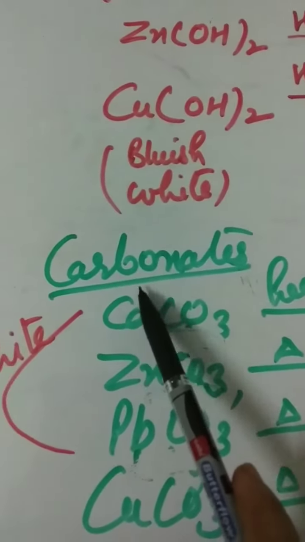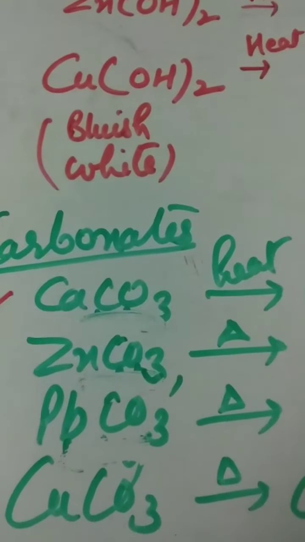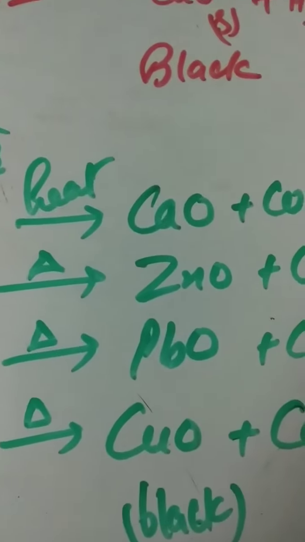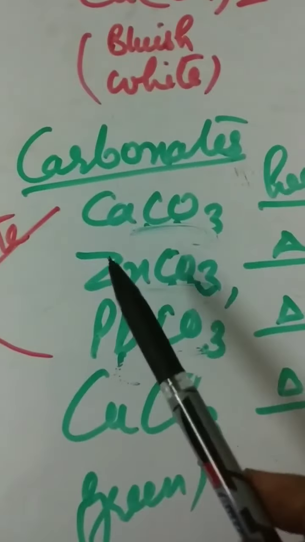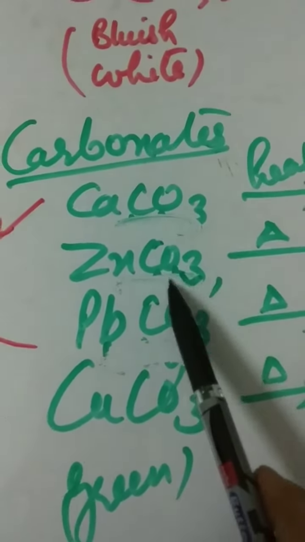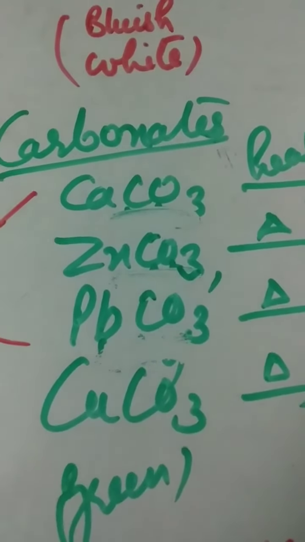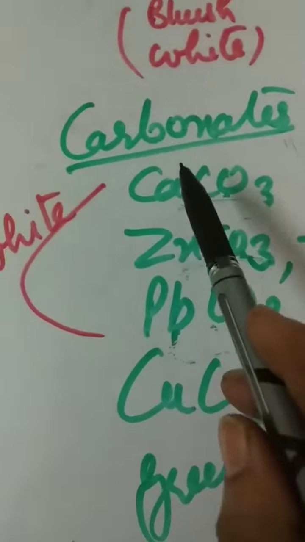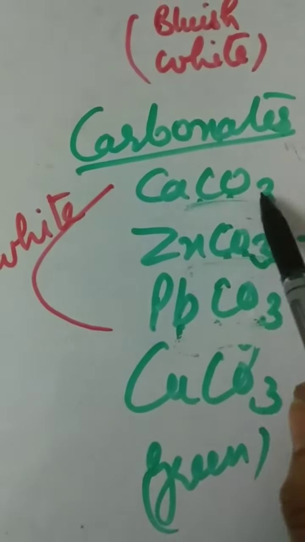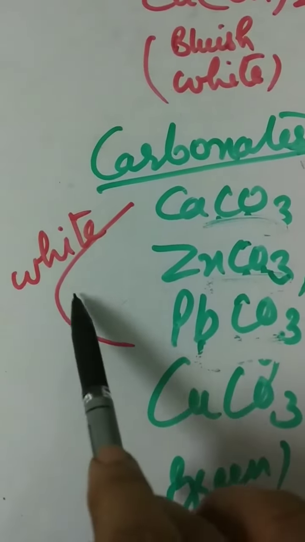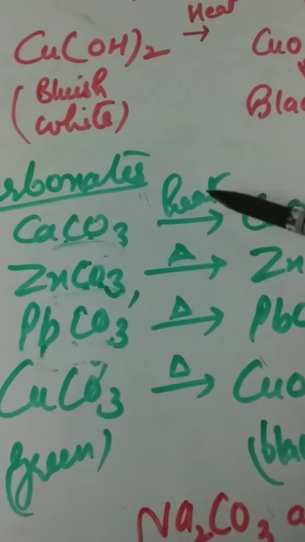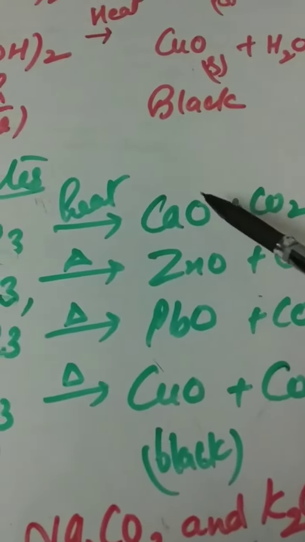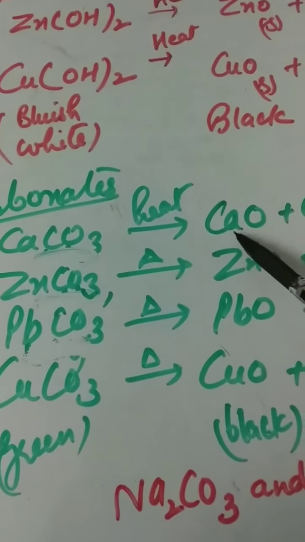Similarly, carbonates also undergo thermal decomposition to give metal or non-metal oxides. Some examples are calcium carbonate, zinc carbonate, lead carbonate, and copper carbonate. Copper carbonate is green in color, and the rest of these three, calcium carbonate, zinc carbonate, and lead carbonate, are white in color. When these are heated and undergo thermal decomposition, we form oxides.